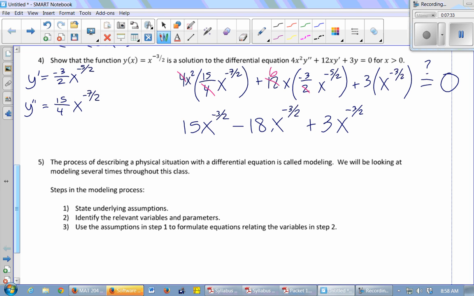Does that add up to 0? Yeah, those are all like terms now. And I have 0 times x to the negative 3/2. That does, in fact, equal 0. So I've shown that that is a solution to the differential equation. When you plug it in, the equation is true. Yes. You could then check to see if it's true for x greater.